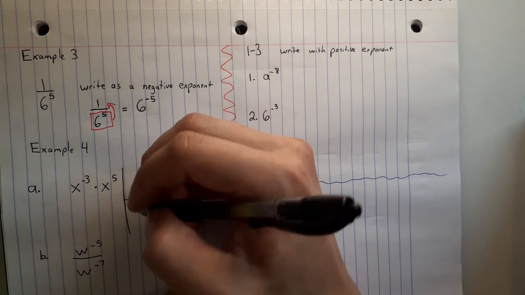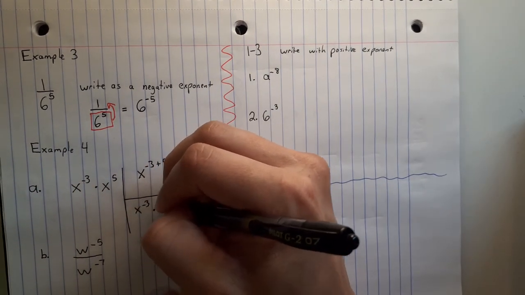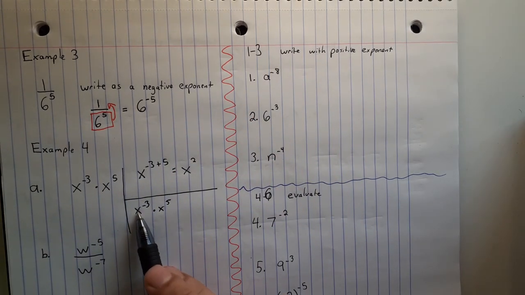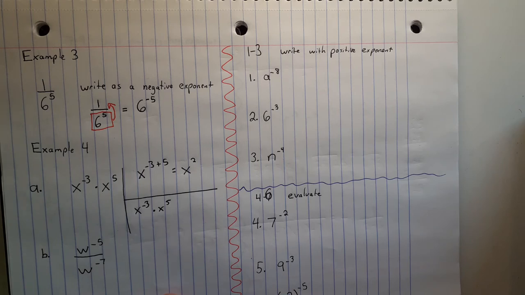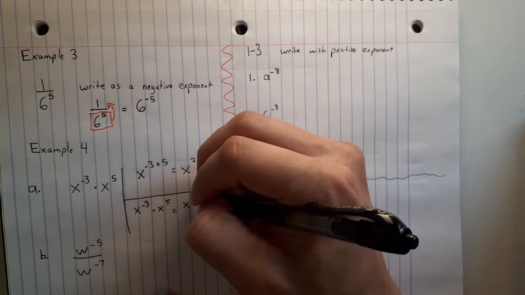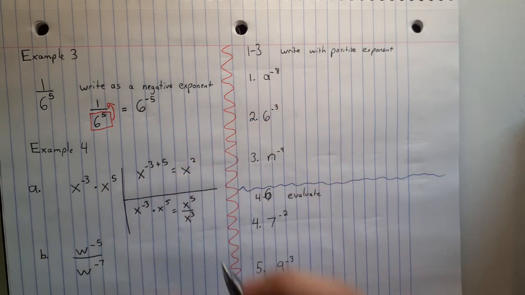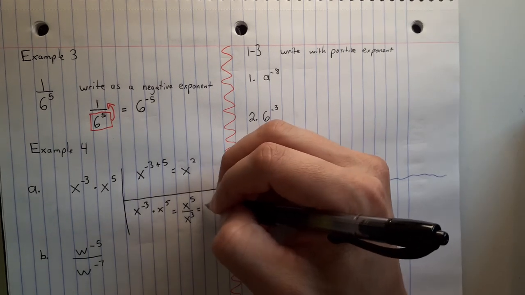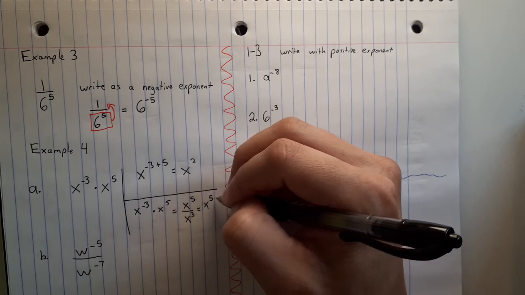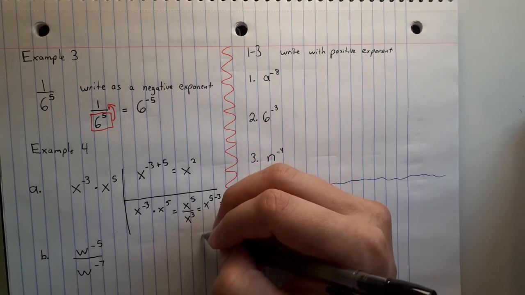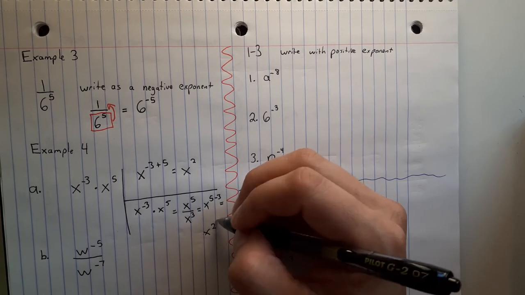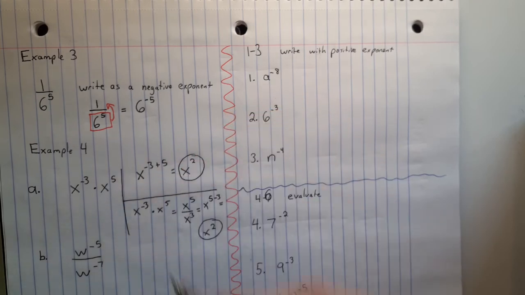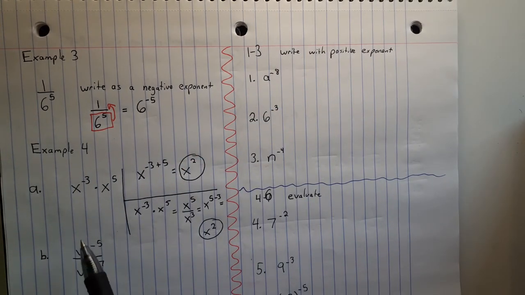Or I could choose to say that this negative 3 needs to be moved to the denominator because it's a negative sign. So I would end up with x to the 5 over x to the 3. And when it's expressed like this, I can say, well, if I have 5 x's up here and 3 x's down here, I just subtract 5 minus 3. That's equal to x to the power of 5 minus 3, which equals x squared. So I get the same answer, even though I chose two different ways to work with the negative exponent.